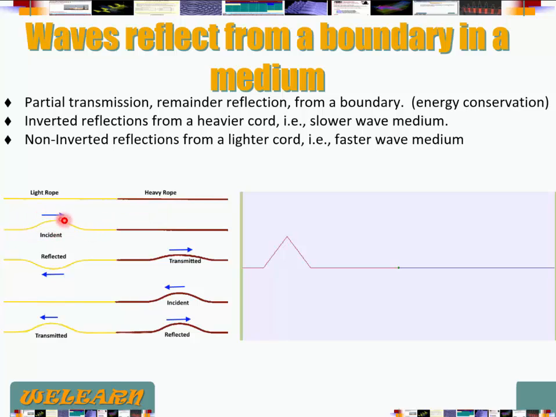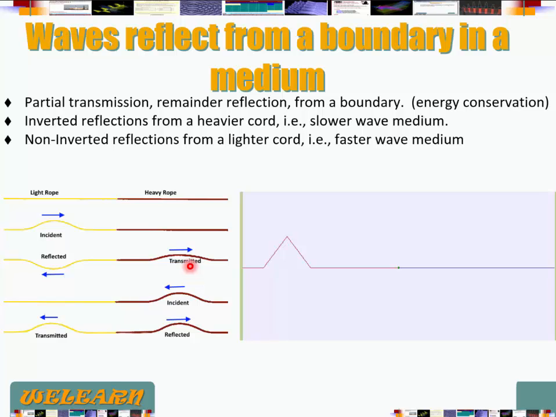You see here it's a crest. It's moving towards the heavy rope. As it meets the interface here, part of it is going to be reflected, like here, and part of it is going to be transmitted. Notice that the reflected part is inverted. We started with a crest, and we got a trough. However, the transmitted one stays upright. We started with a crest, we get a crest.